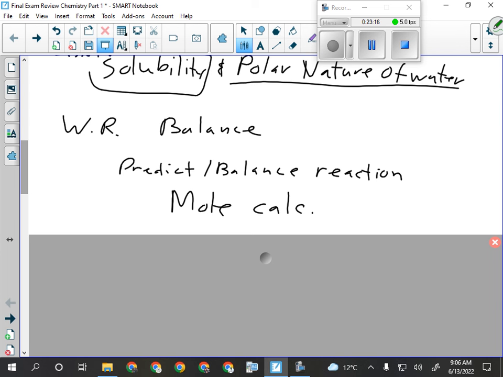Can you still do a mole equation calculation? Can you still predict and balance a chemical reaction? Can you still figure out what's soluble and what's not soluble? Those kinds of things are going to be on there. They're the important skills you have to be able to demonstrate before you can move on to Chem 20. So that's what I'm going to ask. All right, everybody with me there?